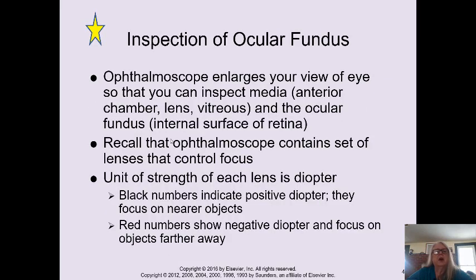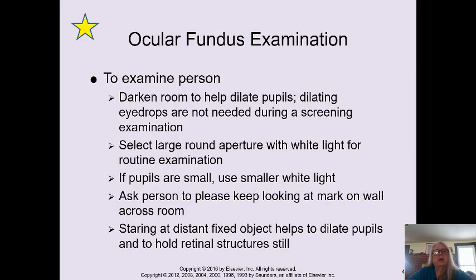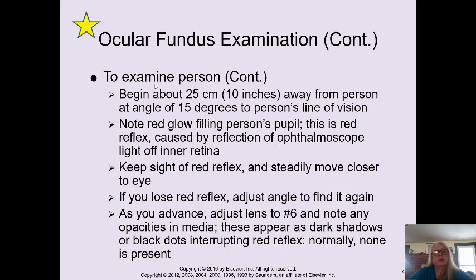You're going to be using an ophthalmoscope to view the eye, and you're going to be actually looking into the eye. This is fun, and it is also very difficult for the nurse to learn how to do. And we're going to be looking all the way into the back of the eye. This will tell you how to do it. We're looking for the red glow filling the person's pupil. This is the red reflex. That's the first thing you look for.